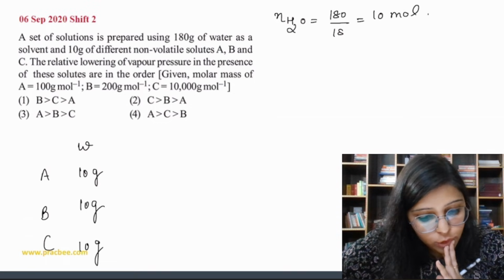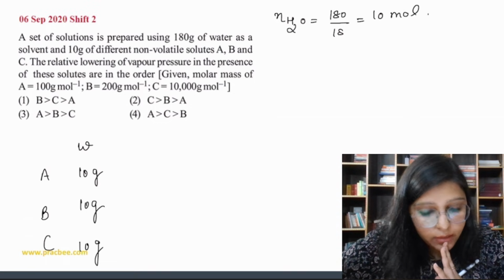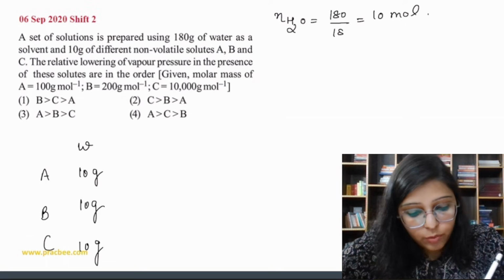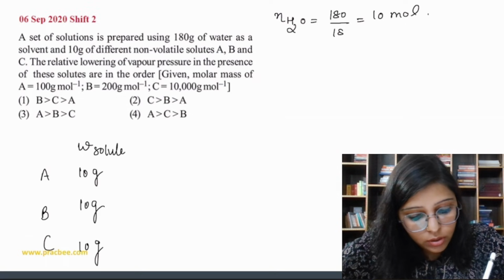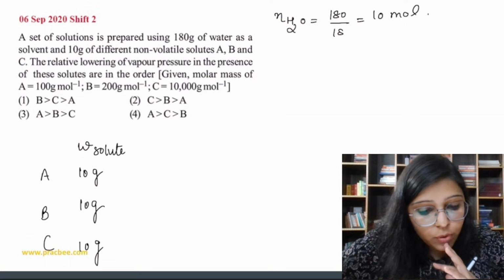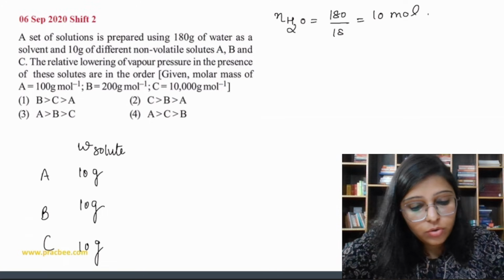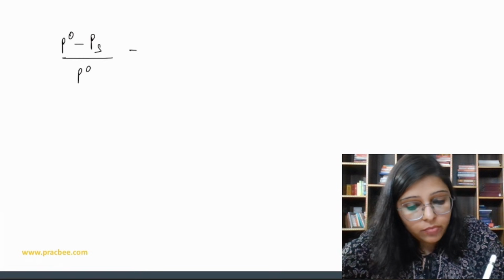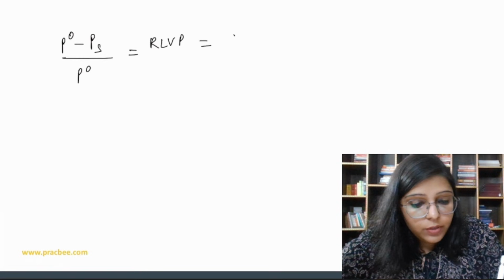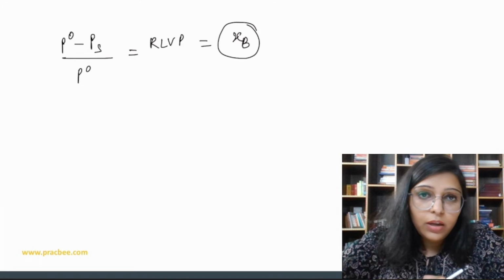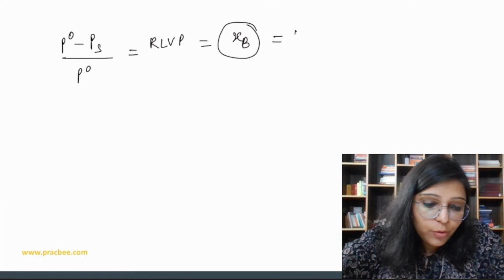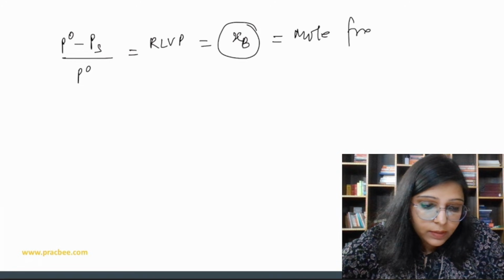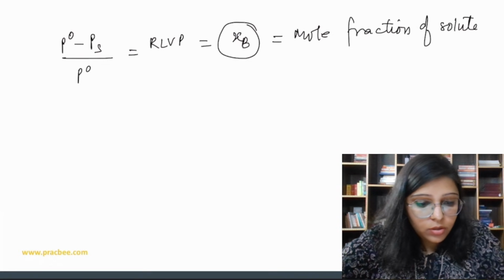So 10 gram is dissolved in 180 gram of water, and this is the mass of solute. Find the relative lowering of vapor pressure in the presence of these solutes. Relative lowering means P naught minus Ps upon P naught. We have to find out this value, which is equal to the mole fraction. So it means we have to find out the mole fraction of solute.